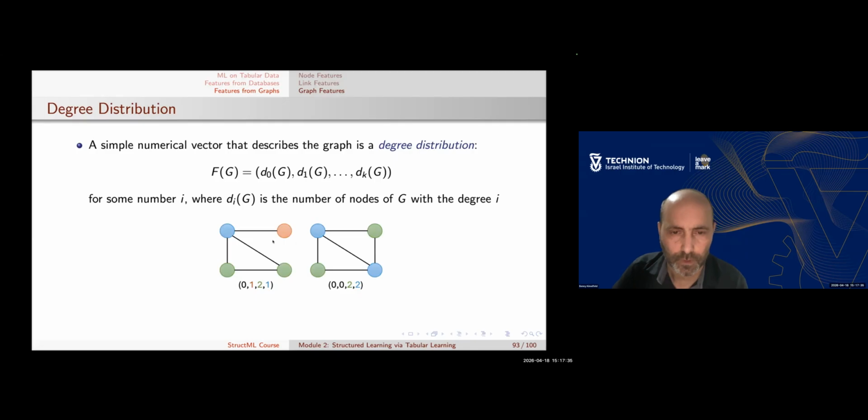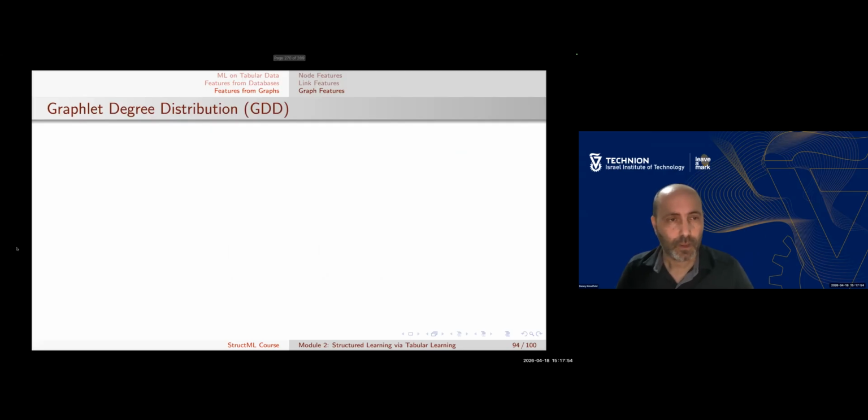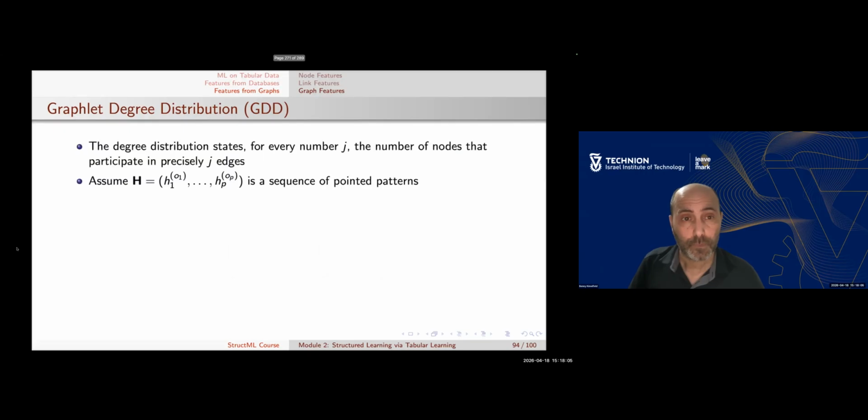Okay, so for example, we have this graph here. We say, okay, there are 0 nodes of degree 0, 1 of degree 1, 2 of degree 2, 1 of degree 3, and so on. So these are features that we can get from the graph. Now, the next features that I'll describe generalize the degree distributions. One is going from edges to graphlets, like we saw in the case of node features.